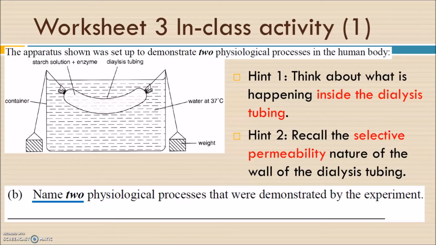And then for part B, just name the two physiological processes that were demonstrated by the experiment.